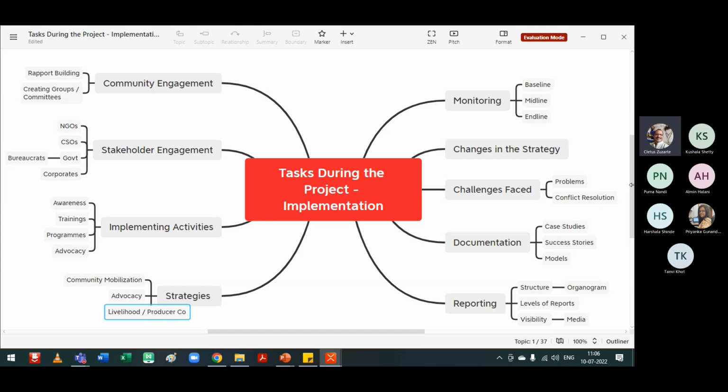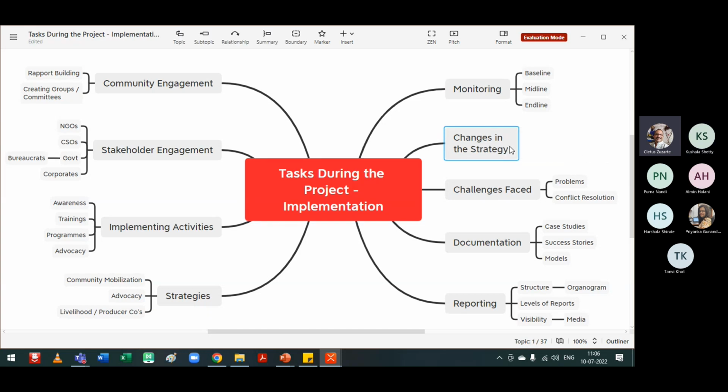Okay, producer companies, okay. Course correction, that's a good point that you mentioned. I have put course correction in changes in strategies. So suppose you're looking at changes in strategy, you're looking at, after monitoring, what course correction is required. So when you do monitoring on a regular basis, that way. I think we can always add to what is mentioned because we are constantly learning.